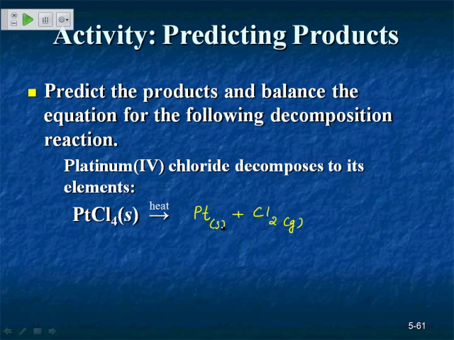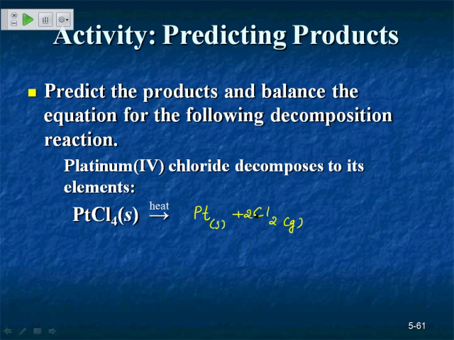Let us see whether the equation is balanced or not. Is it balanced? No. What do we need to do? We need a 2 in front of Cl2. So that would be equation balanced. So that is a decomposition reaction. Platinum 4 chloride decomposes to its elements.